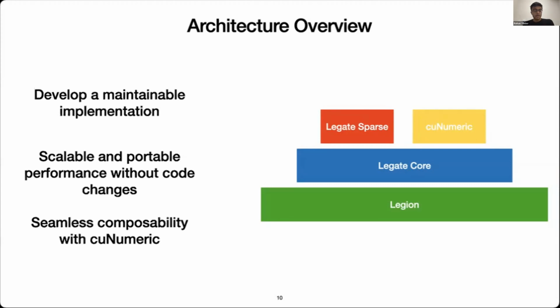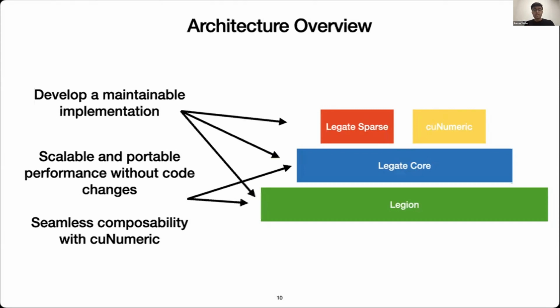Given these three requirements we had before, they're in a slightly different order than on the previous slide, but scalable performance without code changes and good composability with cuNumeric are going to come out of how we design this middleware layer, Legate Core, and also how we leverage Legion. And the idea of having a maintainable implementation is something that's going to cut across all of the different layers of the software stack here. So I'll talk about how each of these systems makes a conscious effort towards making that happen.